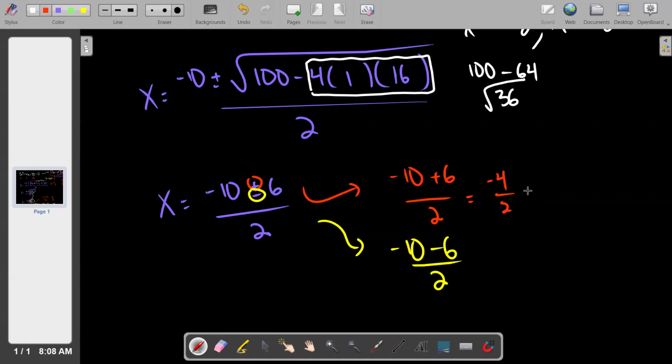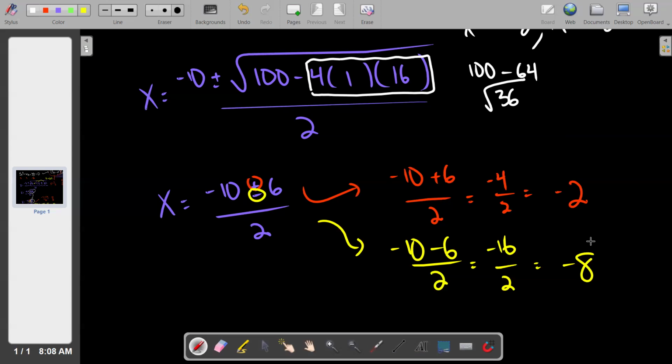And what's negative 4 divided by 2? And there's that negative 2 that we found just a couple of minutes ago anyways, right? And then on the yellow one, what's negative 10 minus 6 more? And what's negative 16 divided by 2? So you see we got the same answers, but being a good factor will save you time, right?